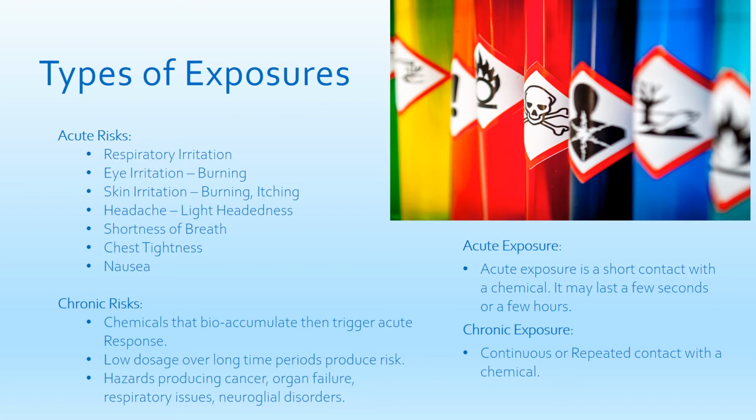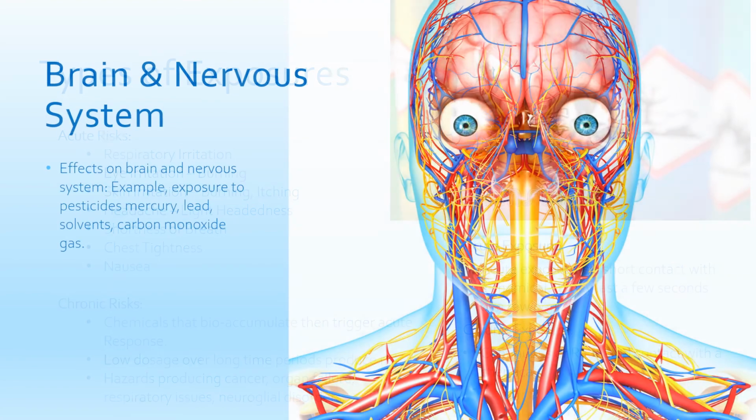Risks can be chemicals that bioaccumulate and then trigger an acute response. Low dosage over long periods produces risk. Hazards include cancer, organ failure, respiratory issues, and neurological disorders. One way chemicals have an effect on your body is on your brain and nervous system. Examples could be exposure to pesticides, mercury, lead, solvents, carbon monoxide gas.